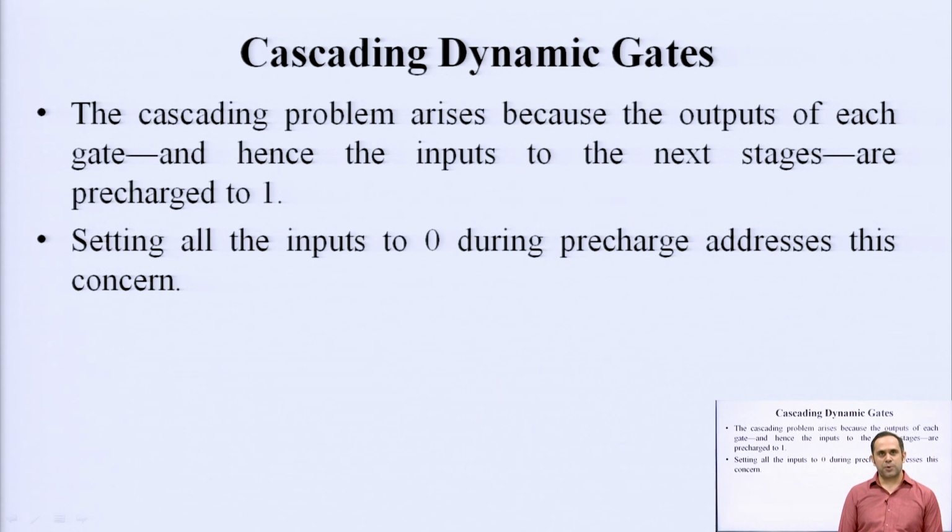So, this problem has a solution in itself: instead of pre-charging to 1, if you leave stage 1, and for all subsequent stages which are being connected in cascade, if somehow you can make the inputs after pre-charge equal to 0, that will to a great extent address this problem of cascading.